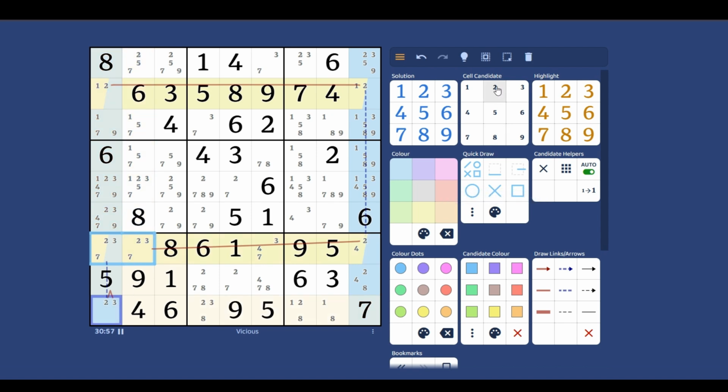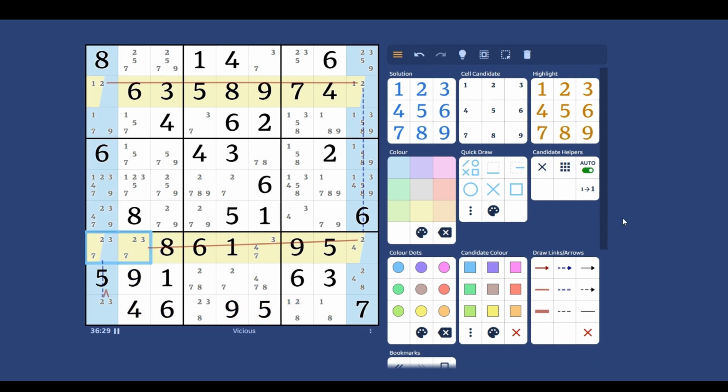And we could say more generally for these H1 wings that they can be replicated by X-wings, whether those are regular X-wings, finned, sashimi, or mutant X-wings. So given that H1 wings can be reduced down to relatively simpler techniques, it really isn't super useful to go out looking for them. And I believe that's part of the reason that they were coded separately in early solvers.